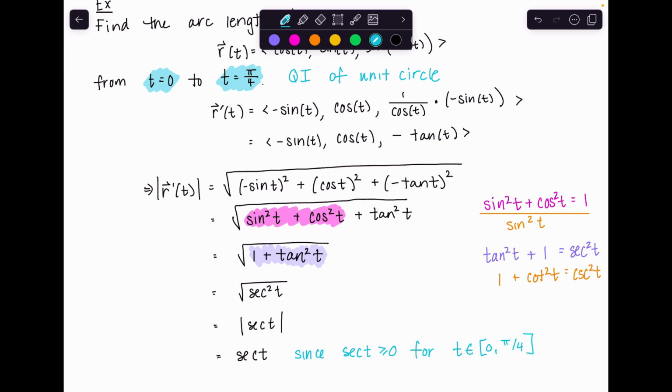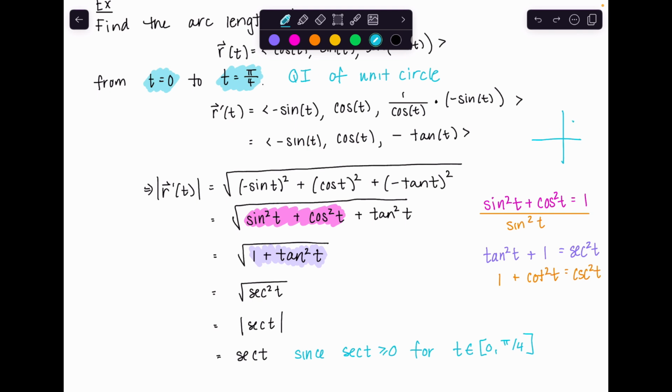If I gave you different bounds, say from pi over 2 to pi, thinking of your unit circle, that would be quadrant 2, pi over 2 to pi. And in that case, the secant function would be negative there. So you would have to actually put a minus sign out front to integrate it.